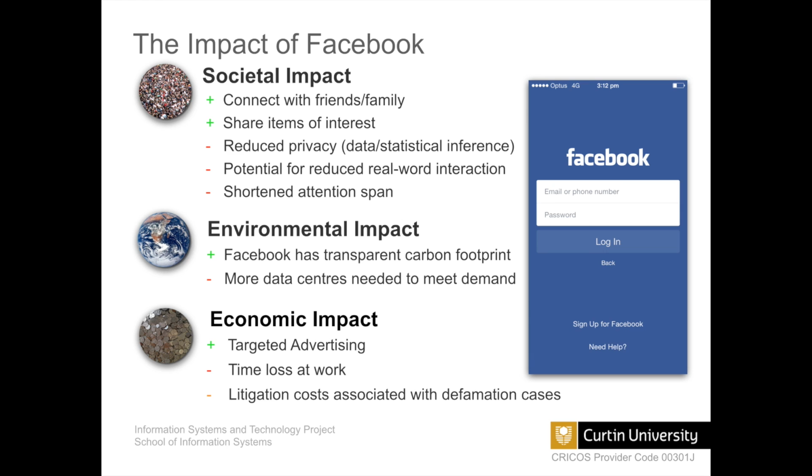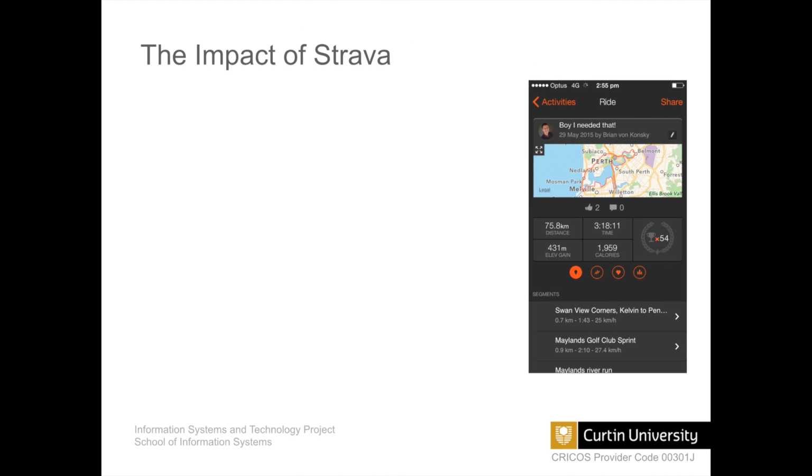The negative impacts that we've described aren't Facebook specific, and they're true for social media in general. You might like to pause the recording here and give some consideration to mitigating strategies that Facebook might choose to adopt to manage some of these negative impacts. Next, we'll consider the triple bottom line impact of Strava. This time, though, we'll discuss strategies to mitigate negative impact in a bit more detail.